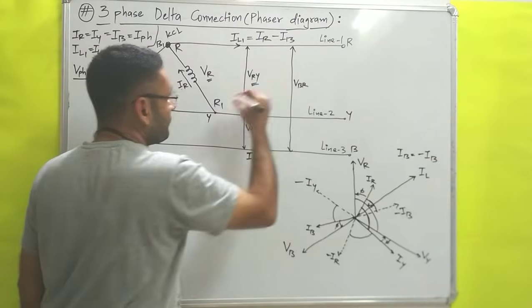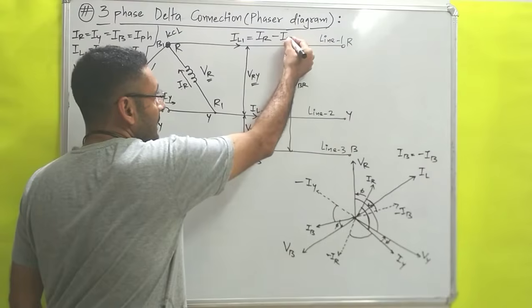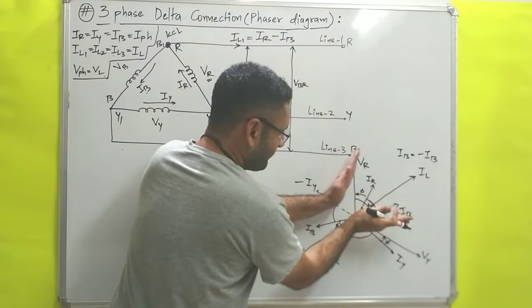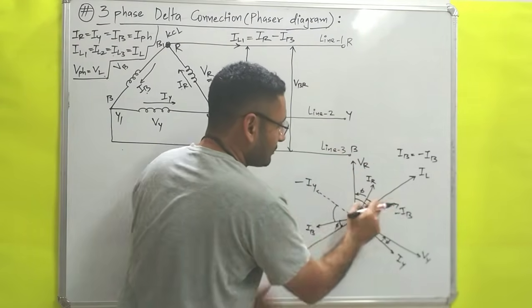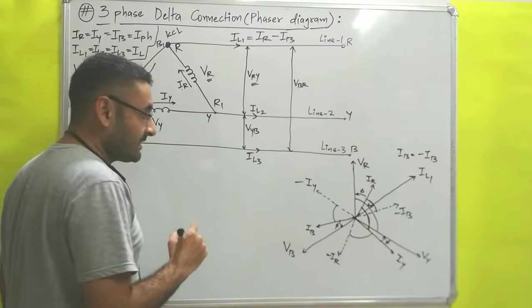So in this branch, how much current will flow? IL1 current will flow how much? IR minus IB. So over here we can see IR minus IB. That means IR plus minus IB if you add. So which current will you get? Line current IL1 you will get.